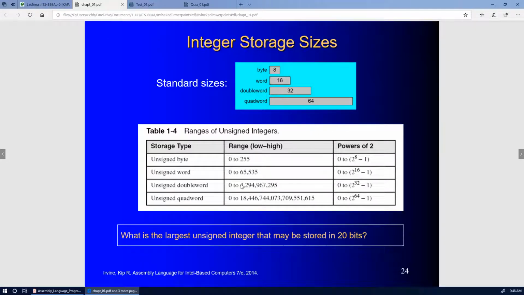And you'll notice that 2 to the 32 is about 4.2 billion. 2 to the 64th is some much larger number. So what is the largest unsigned number that can be stored in 20 bits? Well, it's 2 to the 20th power, which is a little over a million. It's 1 point something million. You can figure that out on your calculator.